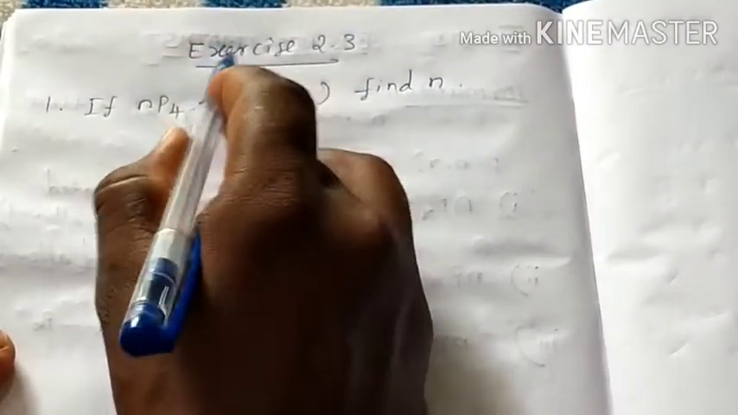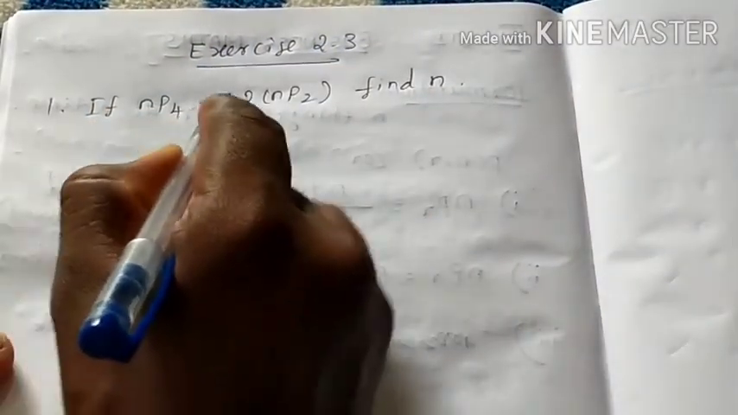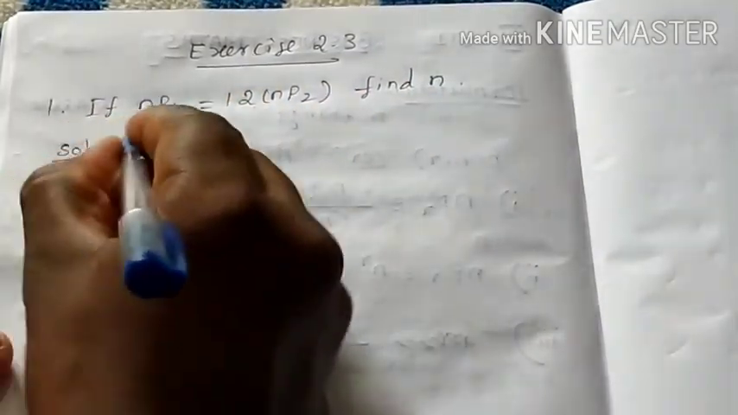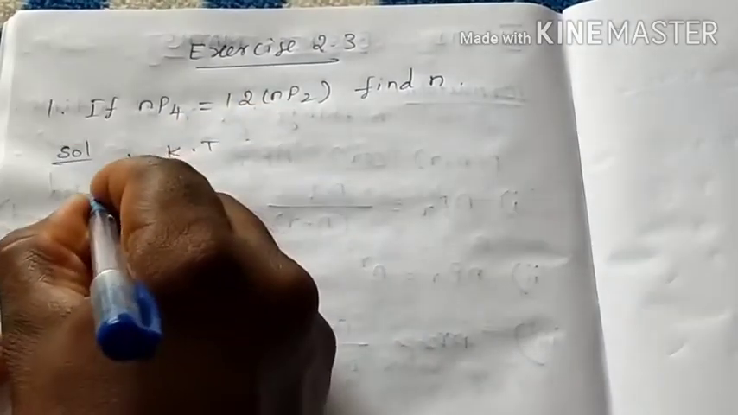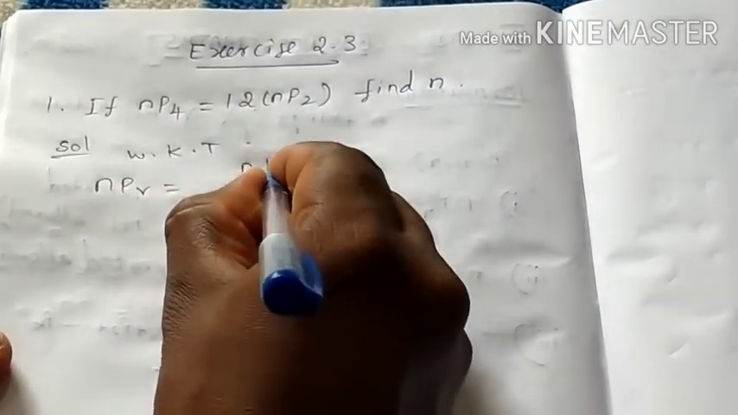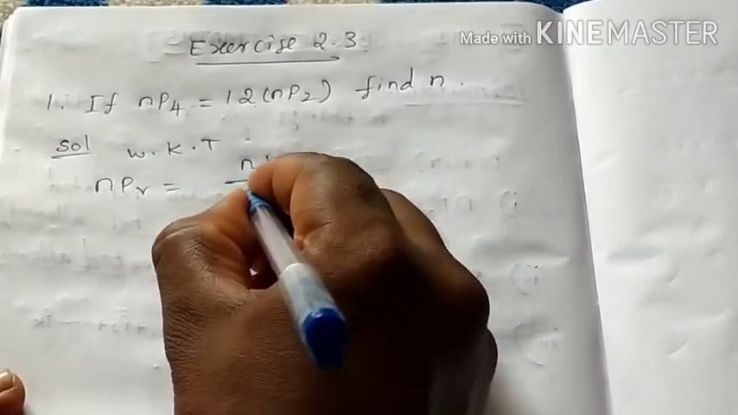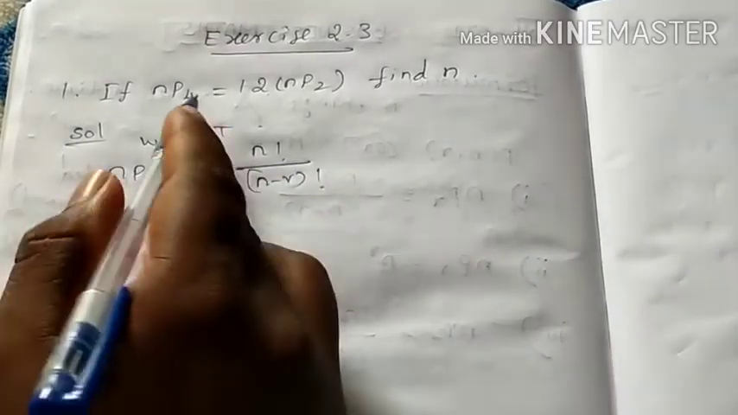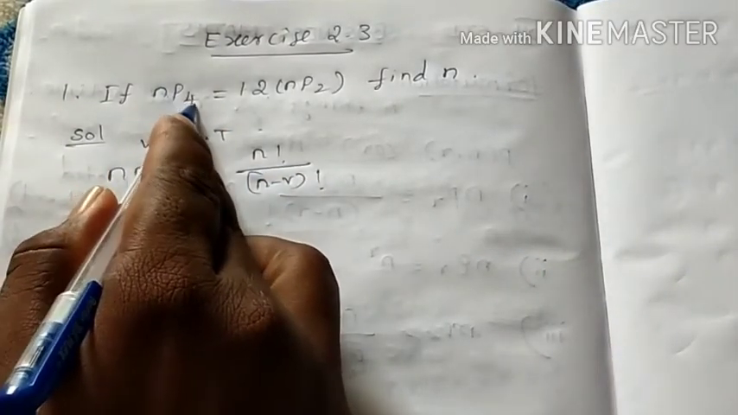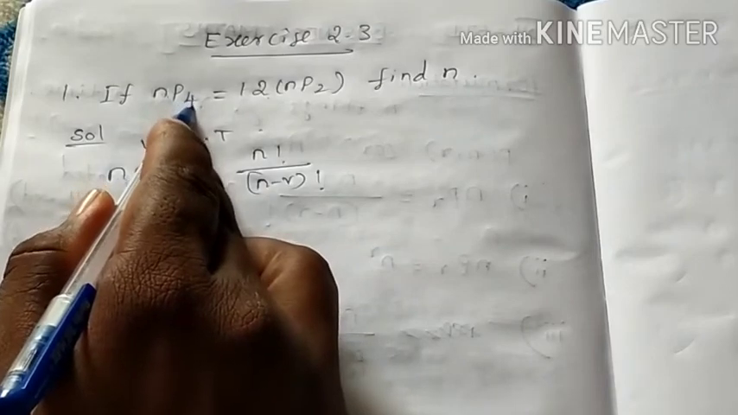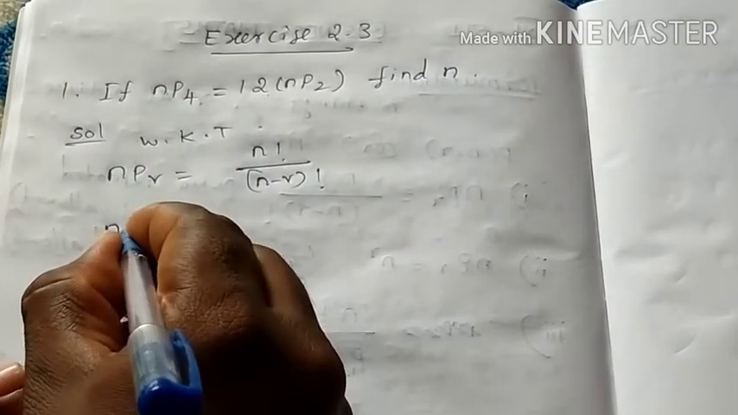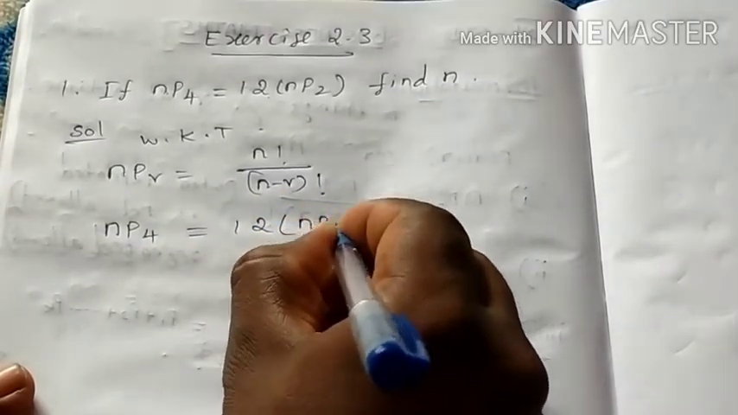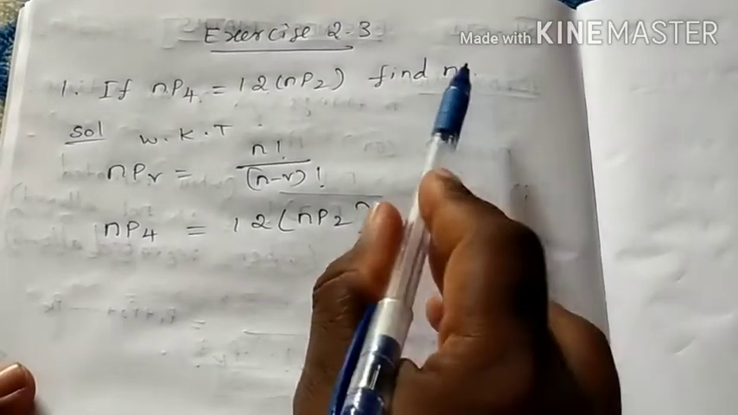Listen. Exercise 2.3, the first question: if nP4 equals 12 into nP2, find n. The solution: we know that the nPr formula is equal to n factorial divided by (n minus r) factorial. In nP4, the r value is given, r equals 4. The question is, nP4 is equal to 12 into nP2. Find n.